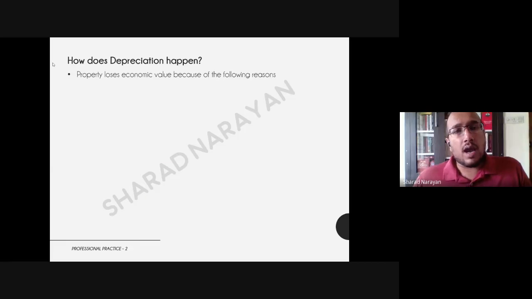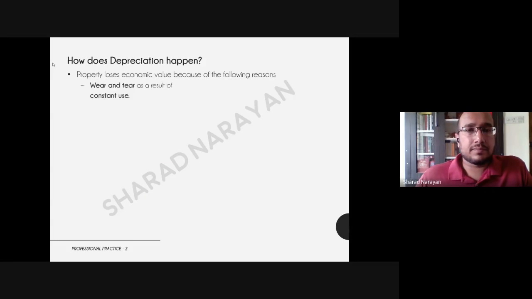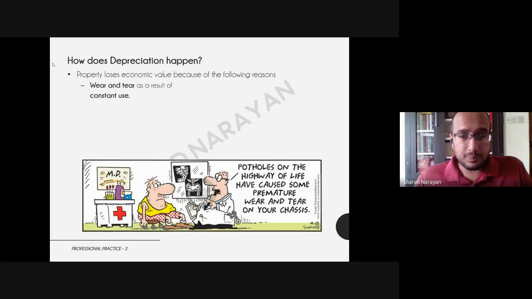Then we ask, how does depreciation happen? So we have wear and tear as a result of constant use. If we take human examples over here, the first thing that we experience as wear and tear in our bodies is our joints, right? So arthritis can be considered as the single most common cause of wear and tear, right?